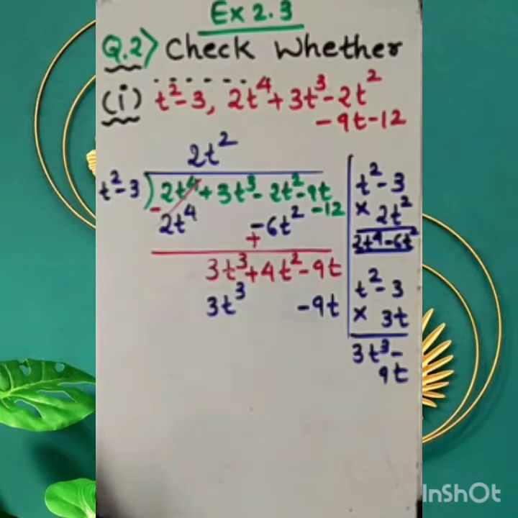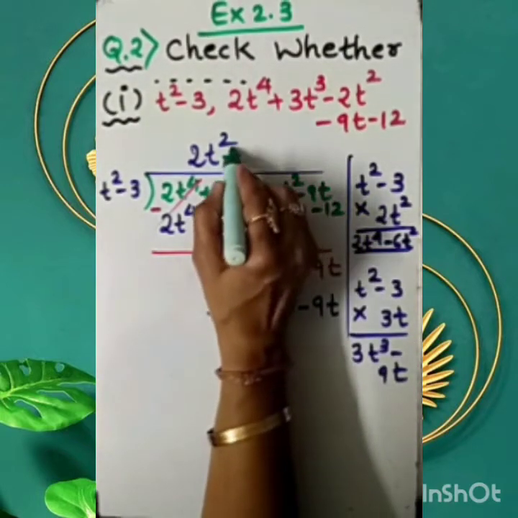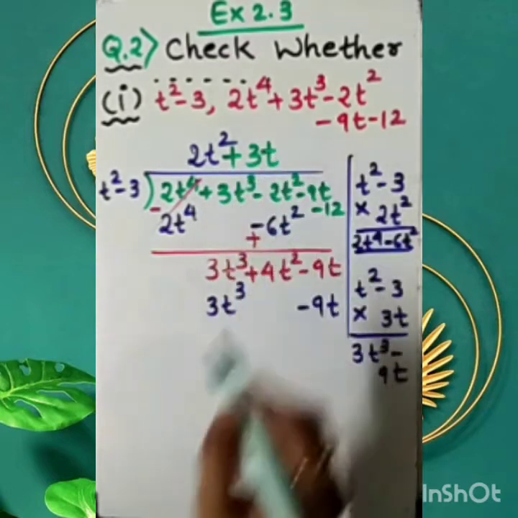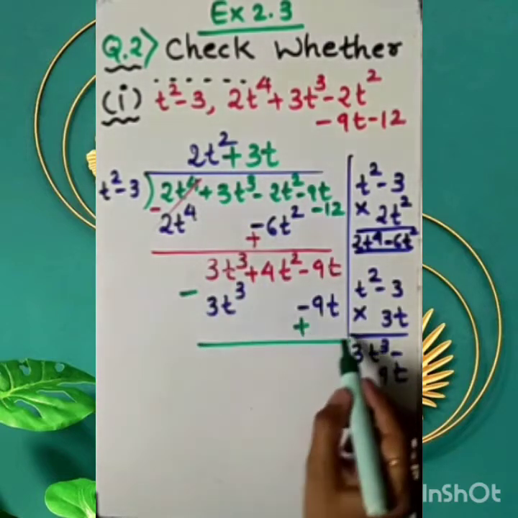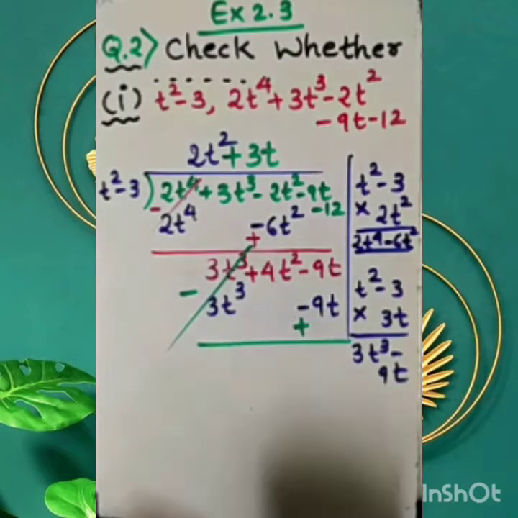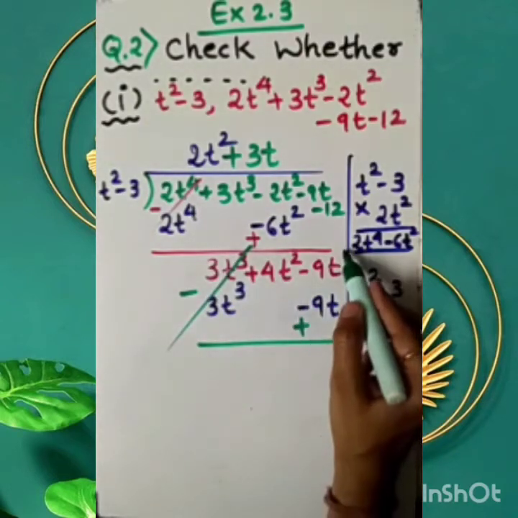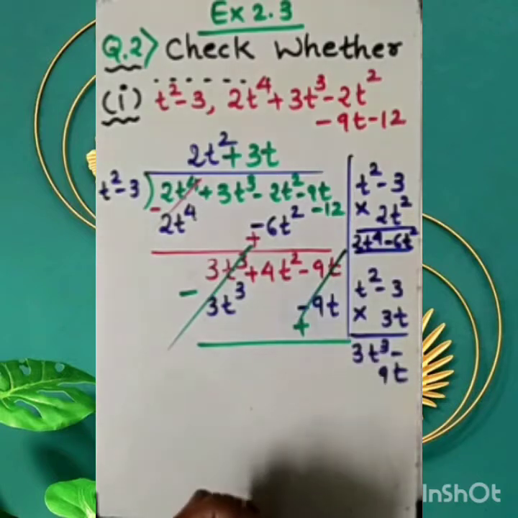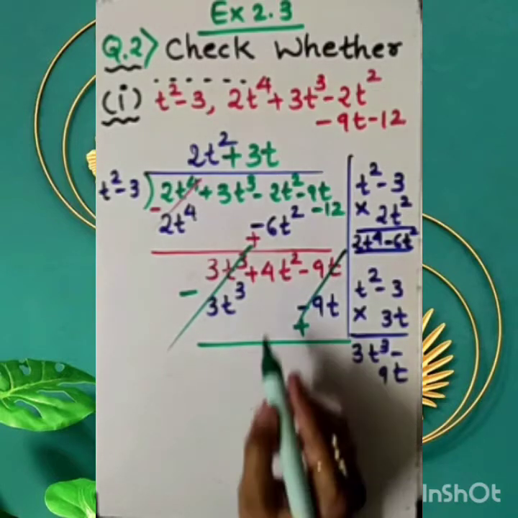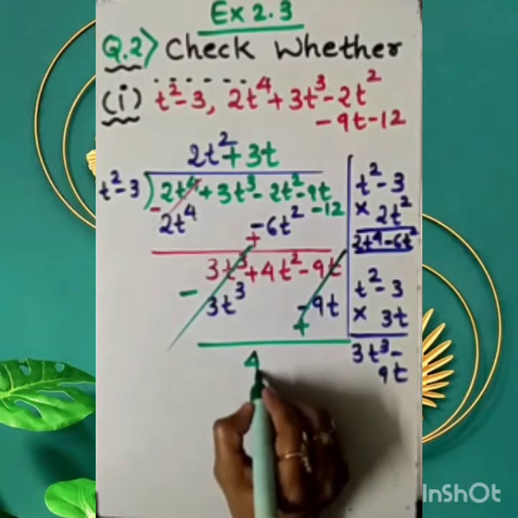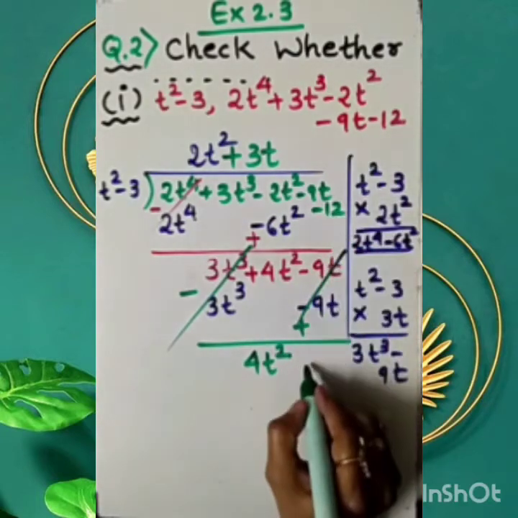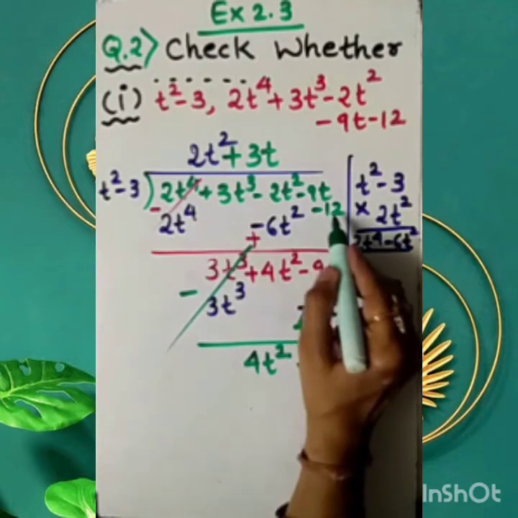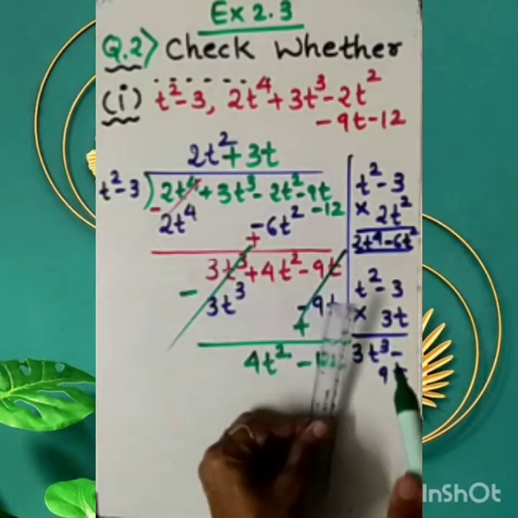So dear student, again as usual I am multiplying with 3t, so I am writing plus 3t here. Here changing the sign, so it will be cancelled. What is left? This also will be cancelled. You are correct. So here 4t square is left, and let me bring down this minus 12.